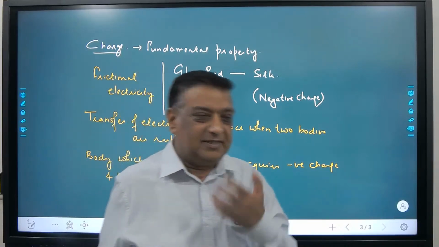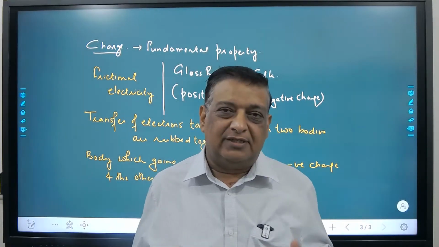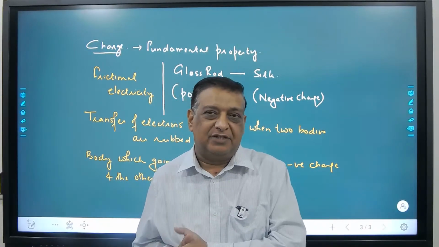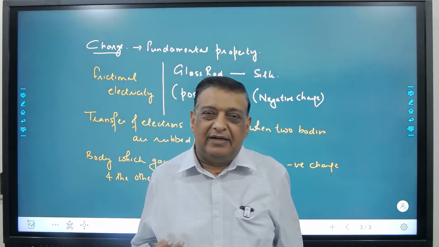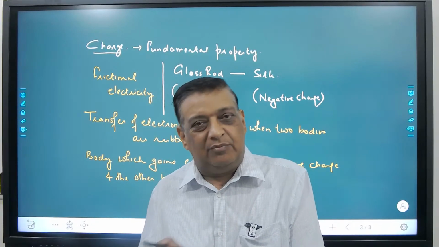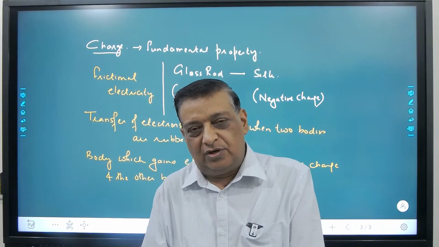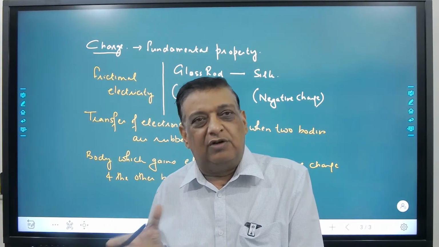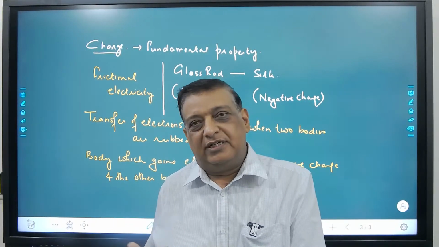Now this positive and negative concept is that initially, when you have a neutral body, it's not that it has no charges. A neutral body has an equal number of positive and negative charges, so the net charge on a body is zero. The total amount of positive charge is equal to the total amount of negative charge. When electrons are transferred out of that body, the positive charge becomes more than the negative charge, so we say that body is positively charged.